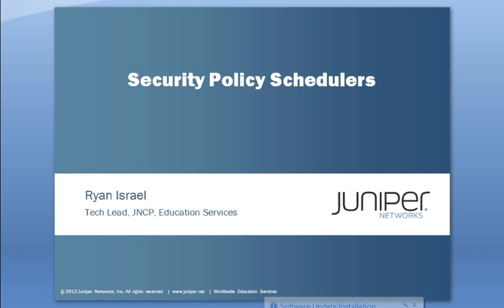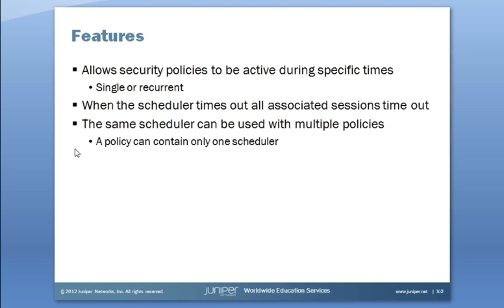Security policy schedulers are fairly straightforward, but I wanted to do a learning byte on them because they are often misconfigured. Here's some features of security policy schedulers. They allow you to activate a policy during a specific time. So if you have certain traffic that you only want to allow during a certain time period, you could apply a scheduler to it. And this time period could be for a single occurrence, so it'll only happen one time, or a recurrent time. So it could happen every day at a certain time, or once a week at a certain time, however you configure it.